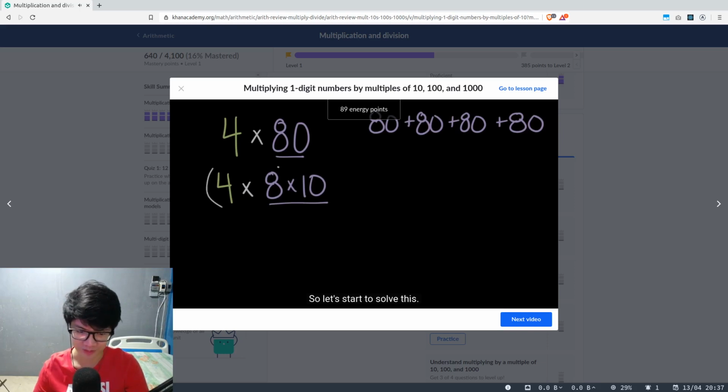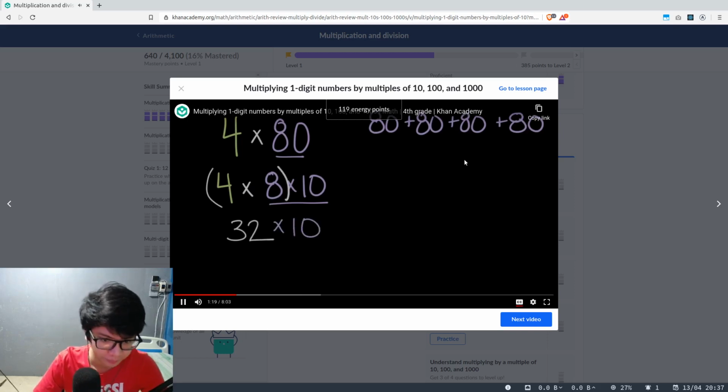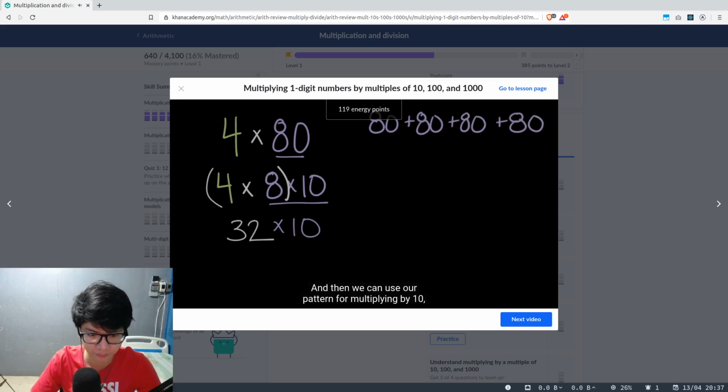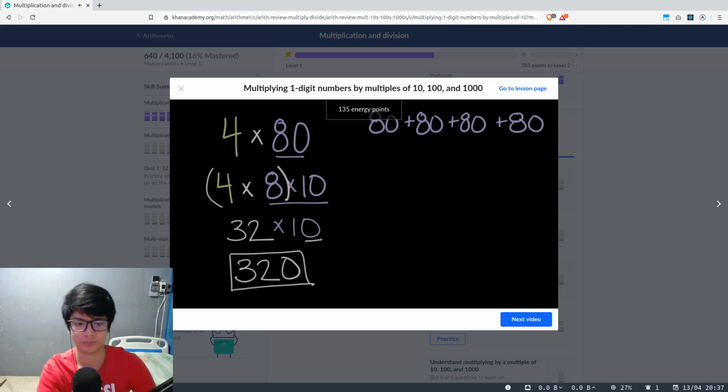So let's start to solve this. 4 times 8 is 32. And then we still have 32 times 10. And then we can use our pattern for multiplying by 10, which is that any time we multiply a whole number times 10, we take that whole number, in this case 32, and we add a 0 to the end. So 32 times 10 is 320.